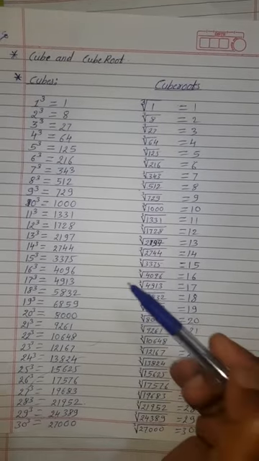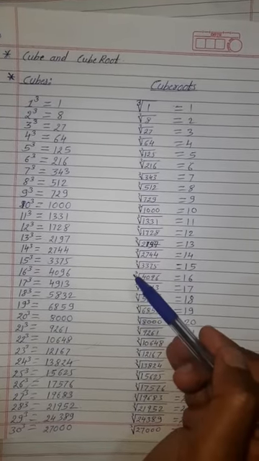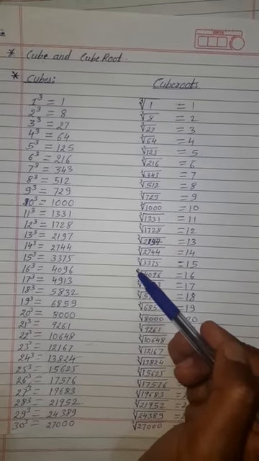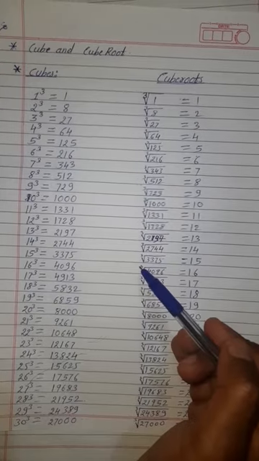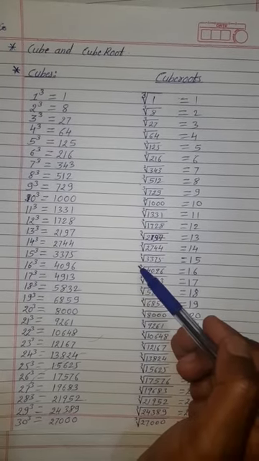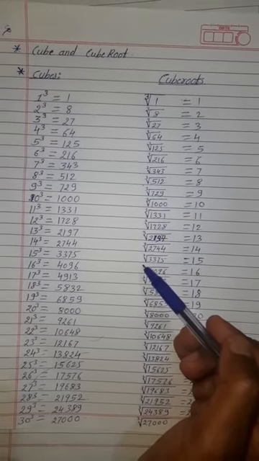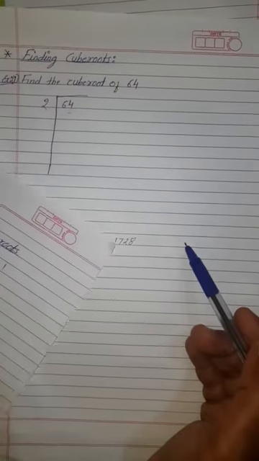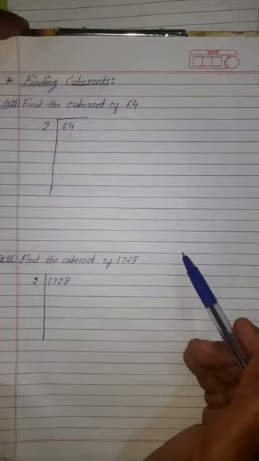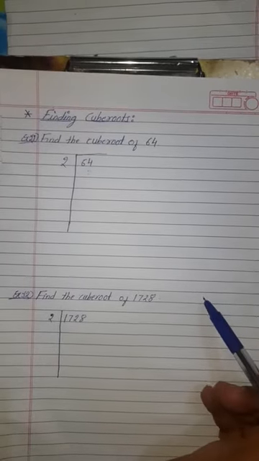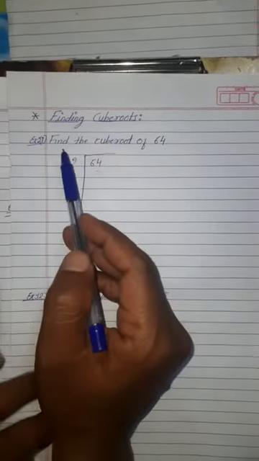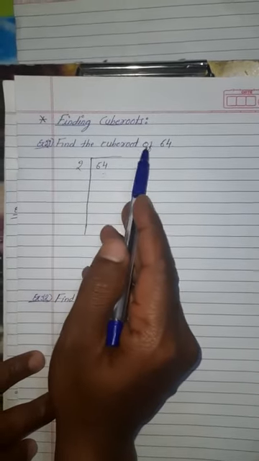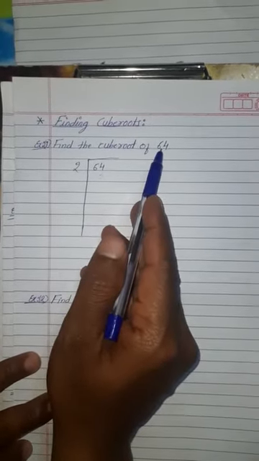But suppose there is a larger number, more than 30, since we have written cubes till 30 here. If there is another larger number, then how do we find the cube root? We have one method here, finding the cube roots by the division method. Now let's see how. I have taken one simple example: find the cube root of 64.